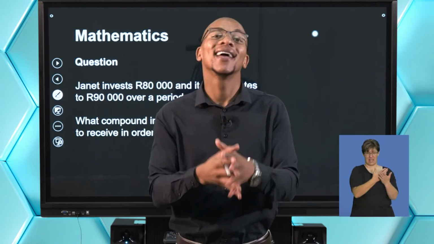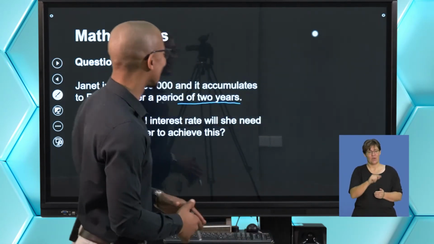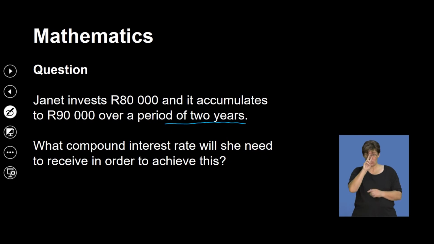So make sure that you do your research, though, because there's also fly-by-nights in terms of these investment schemes that you normally take. So you make sure that it is a legit thing through a bank or so. But with this one, I really wish to be here right now so that I can also get this much money. What compound interest rate will she need to receive in order to achieve this? So we want to know, if she goes through a bank and says, I want to invest 80,000, but now I want it to be 90,000 in 2 years.